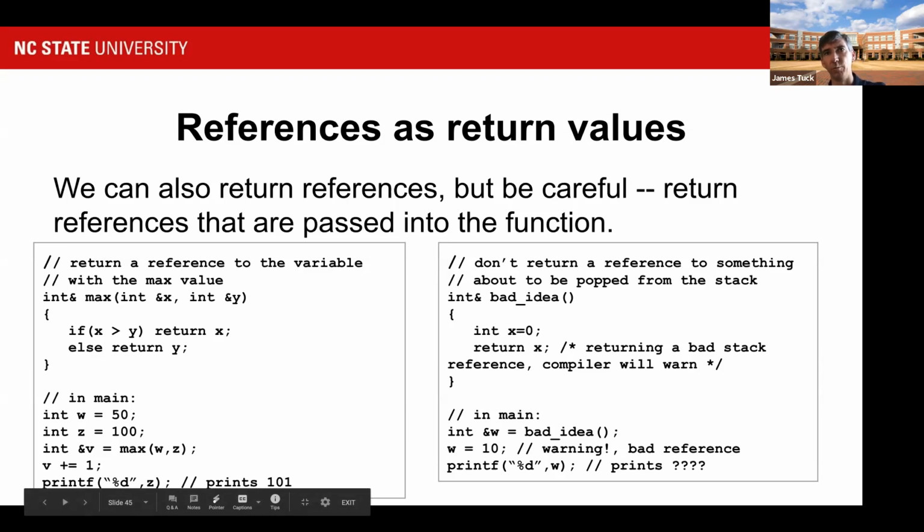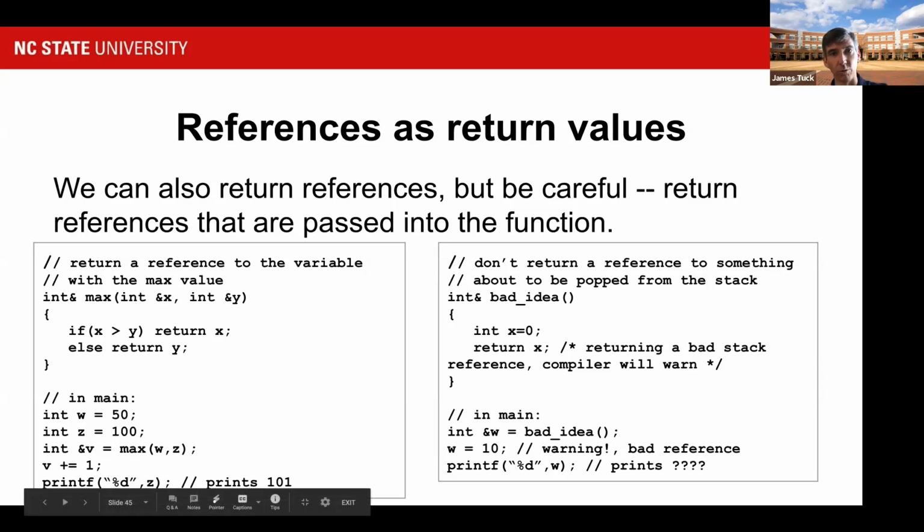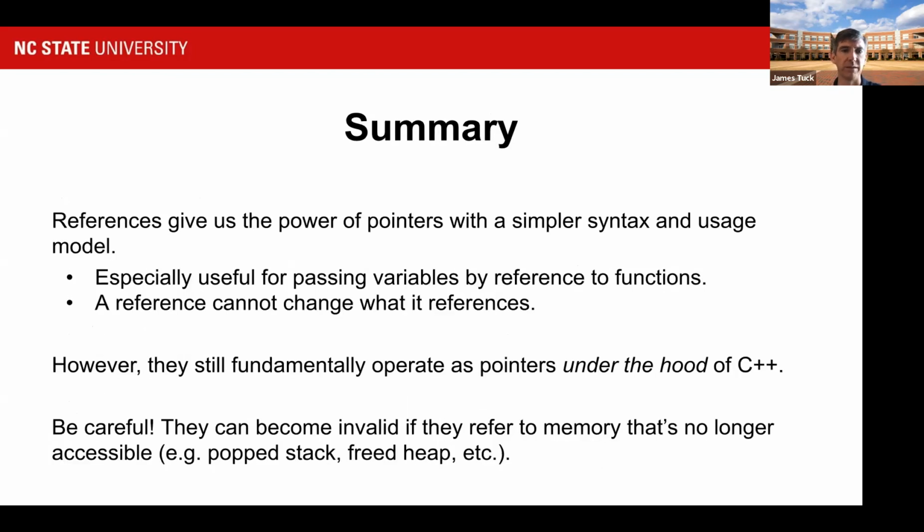So as a rule of thumb, when you return a reference from a function, make sure that what it's referring to is legitimate. And one simple way of being sure of that is just return a reference to something that was already passed into your function. Or return a reference to something that's global, or to something on the heap that you're sure is still legal to reference after the function ends. But definitely do not return references to local variables. That's a bad idea.